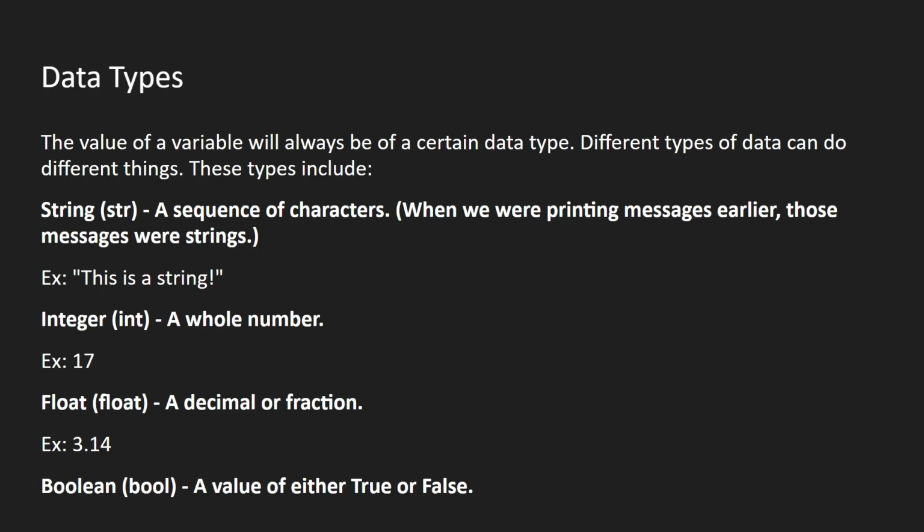Moving on to data types. The value of a variable will always be of a certain data type. Different types of data can do different things. These types include a string, which is a sequence of characters. So hello world from earlier was a string, and these go inside of quotation marks. An integer, which is a whole number. A float, which is a decimal or fraction. And a boolean, which is a value of either true or false.